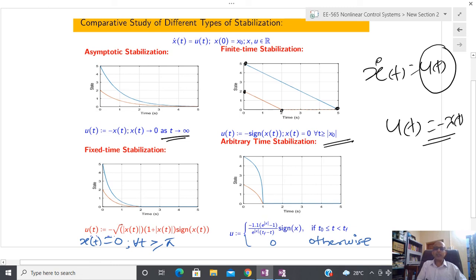After that, you can modify the control like this. This is a complicated control. I am not telling how this control comes into the picture, but it is possible to show that you can start anywhere and you are going to converge here. After that, recently we have coined this kind of controller, and it is possible to show that you can start anywhere, but if you fix TF equal to 1 second, then within 1 second you are going to converge. So that is called arbitrary time stabilization.